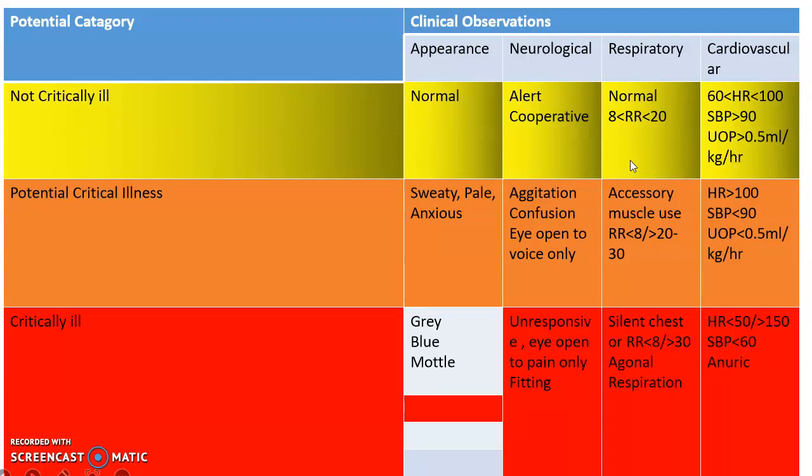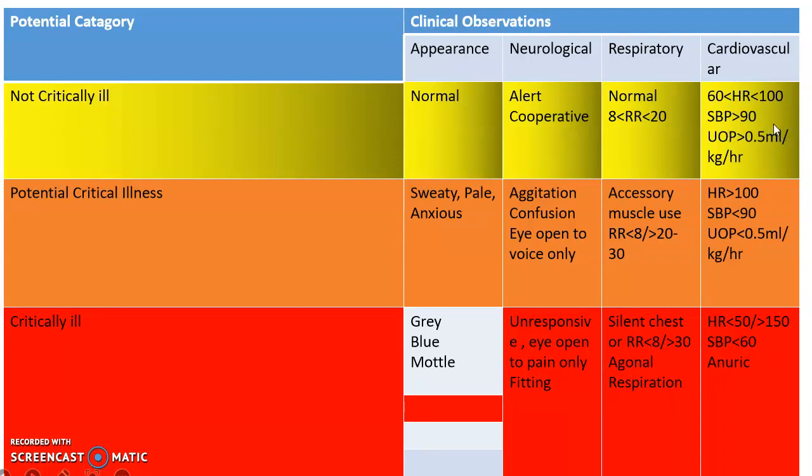When it comes to respiratory rate, the normal is between 8 and 20. If the respiratory rate is less than 8, or the higher one is between 20 and 30, these are potentially critically ill. If the respiratory rate is greater than 30, or there is agonal respiration, use of accessory muscles, or silent chest, such patients are critically ill. On cardiovascular condition, pulse rate between 60 and 90 is normal.